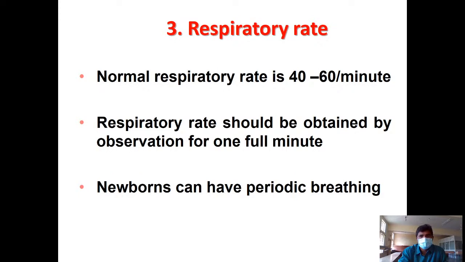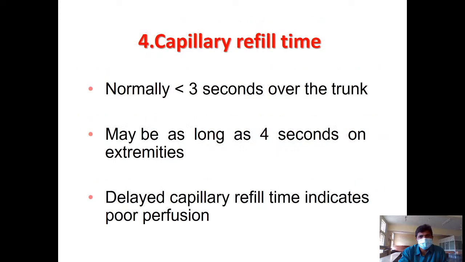Then you assess the respiratory rate. The normal respiratory rate is 40 to 60 per minute, and it should be obtained by observation for a full minute, and newborns can have a periodic kind of breathing. Then capillary refill time: you blanch the skin over the sternum or palms and soles for 5 seconds, and then you count 1001, 1002, 1003. Pronouncing 1001 corresponds to 1 second, and 1002 corresponds to 2 seconds. Usually CRT lies below 2 to 3 seconds over the trunk, and may be as long as 4 seconds on the extremities, and delayed capillary refill time indicates poor perfusion.